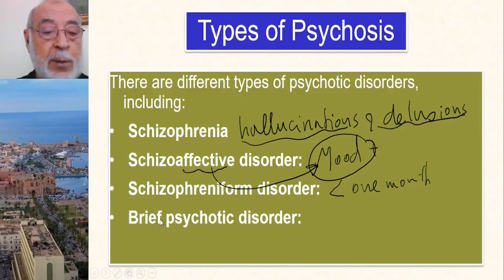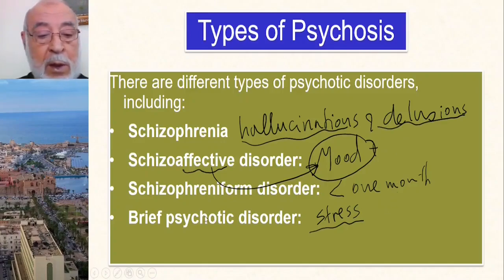Next is the brief psychotic disorder, as the name suggests. Usually the person suffers from hallucination and delusions when exposed to an external trigger. Some people, when they are exposed to certain stress in life, like the death of a loved person or whatever, will suffer from hallucination and delusions for a short period of time, usually less than a month. Usually it is triggered by certain stresses like the death of a person, etc.